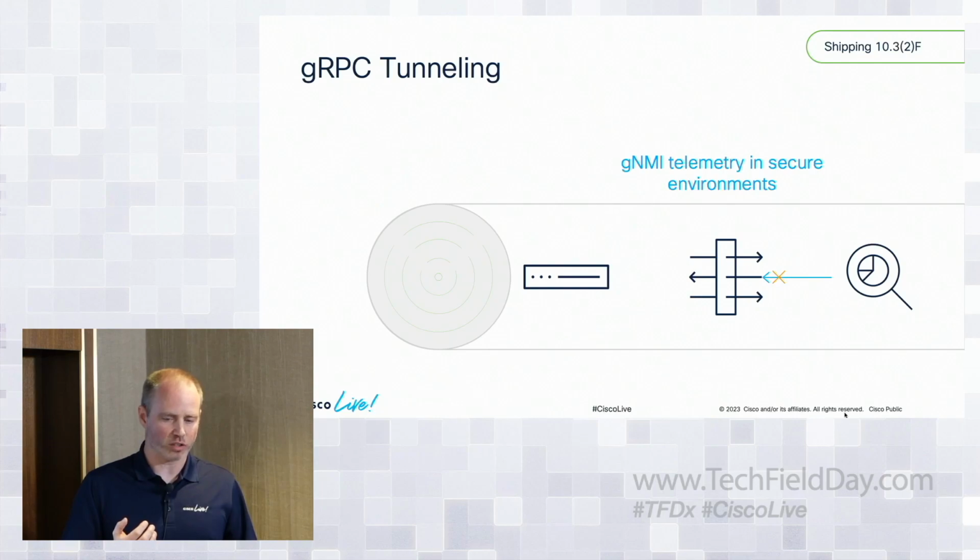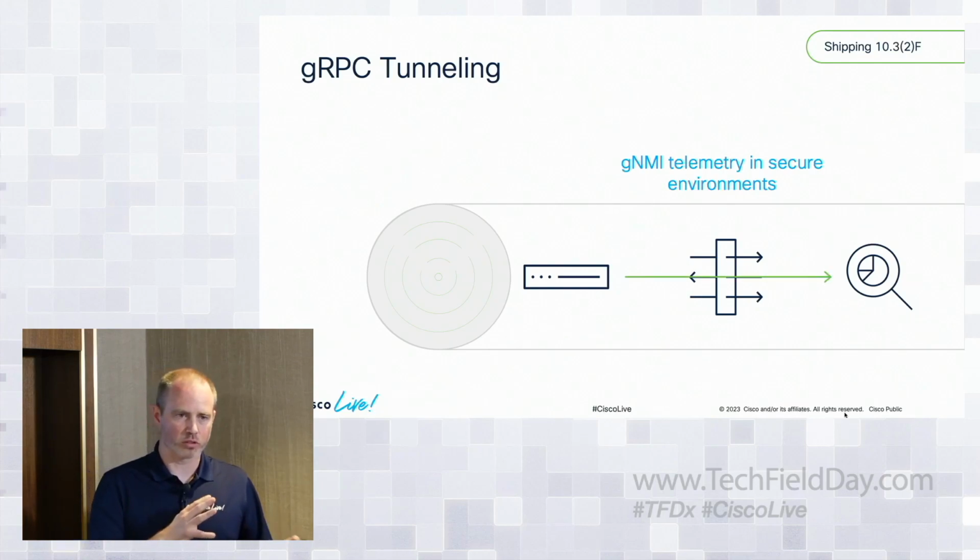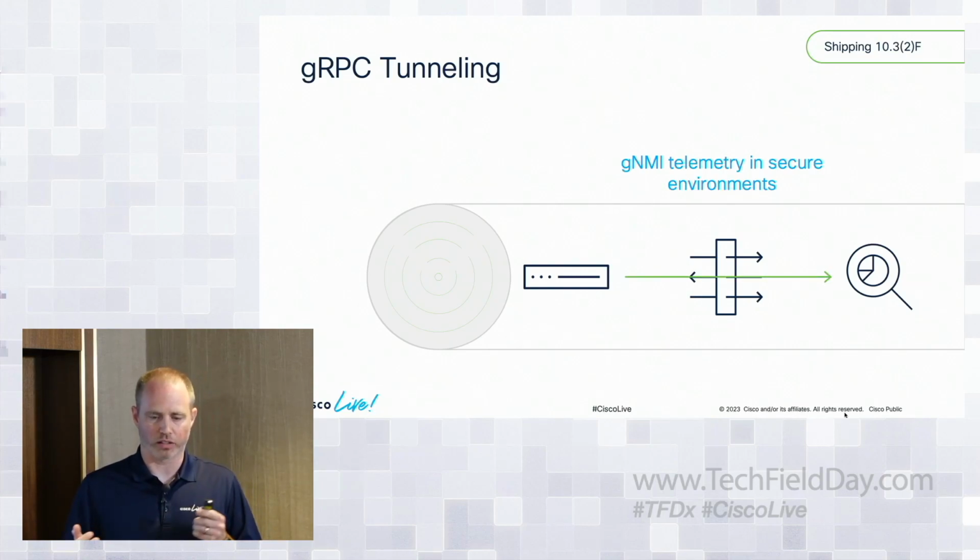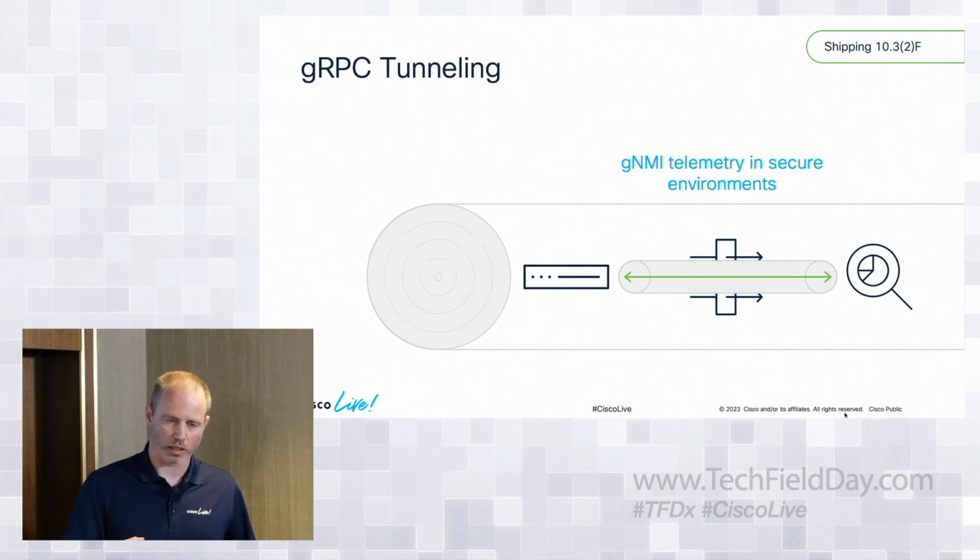So with gRPC tunneling, it's almost the best of both worlds of the dial-out and the dial-in telemetry. The switch initiates the connection outbound through the firewall. So opening that port outbound is an awful lot easier. And then GNMI can create those subscriptions over the tunnel. So the switch initiates the connection outbound, a tunnel is established, and then GNMI can pass through the firewall via that tunnel.